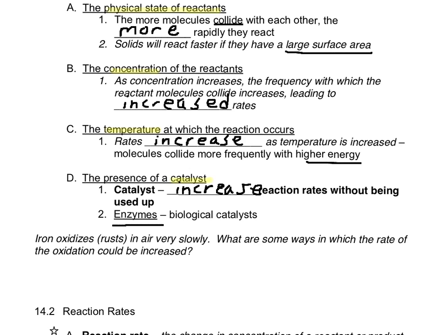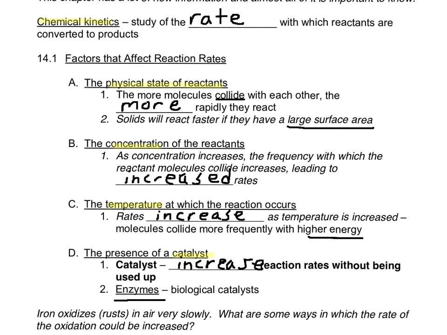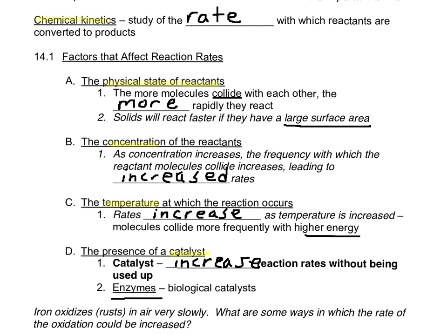So let's take a look at this question here. It says iron oxidizes in the air very slowly. So what are some of the ways in which we could increase this? Just look back over here. We could grind up the iron. We could take the iron and put it in really, really concentrated oxygen gas. We could heat the iron up and the oxygen around it. We could put a catalyst in there with the iron, like salt water, which is actually a catalyst.